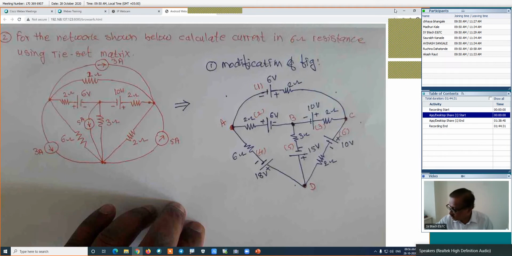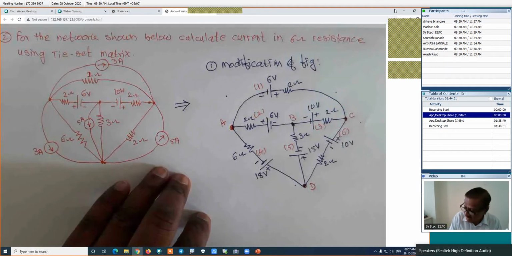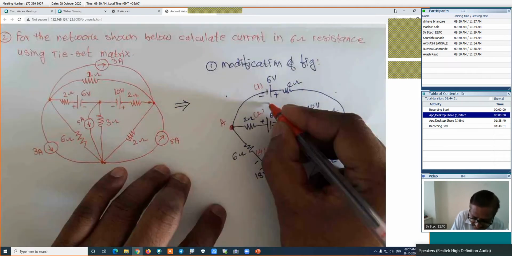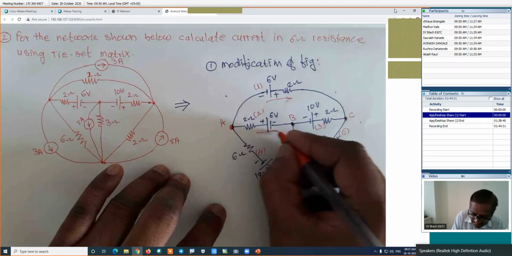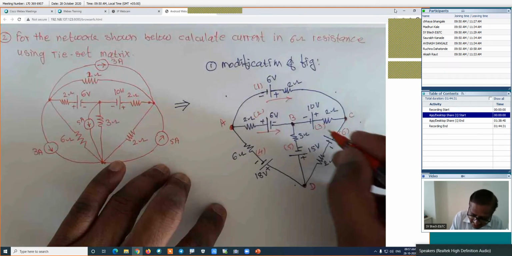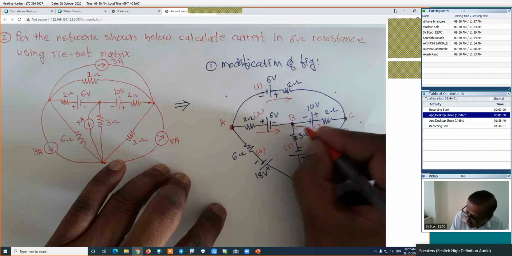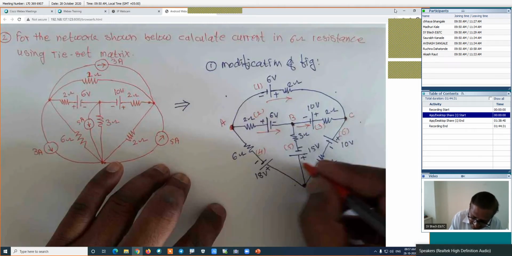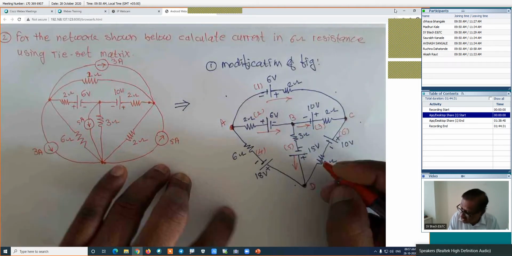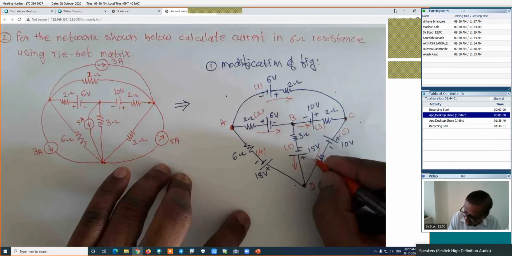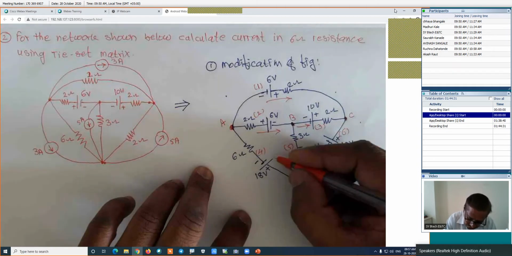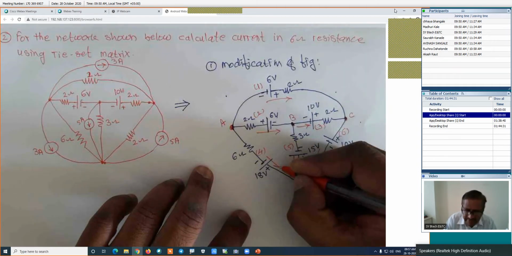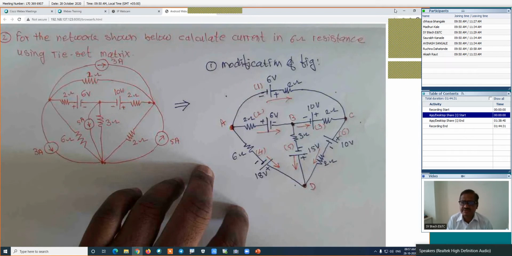Then I will assume a suitable current for each branch. In this particular case, I will assume this current to be forward. This current is again forward. This current I will assume forward again. In this case, I will assume this current downward, this current again downward, and this current also in the downward direction. There is no logic behind it. You can assume the directions of the current randomly.